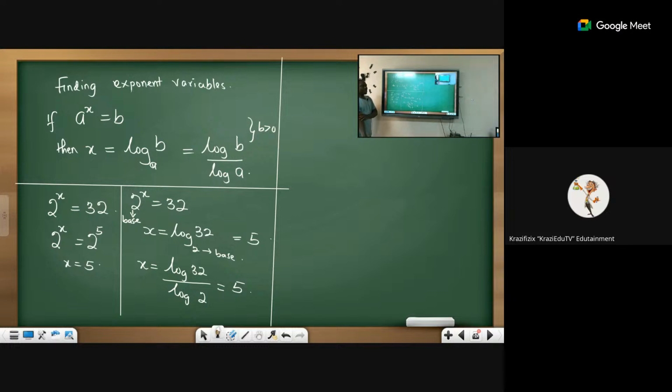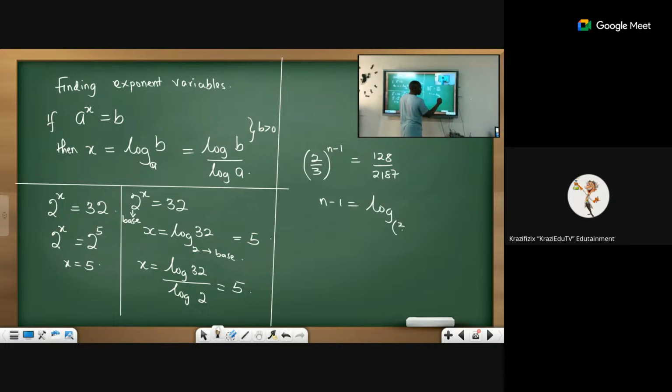Are we good? So we use this when you're looking for what? A variable that is an exponent. What was our variable? What did we have earlier? (2/3)^(n-1) equals 128. All right, so I could have done this. Which one is the base? 2 over 3. Throw the number here.